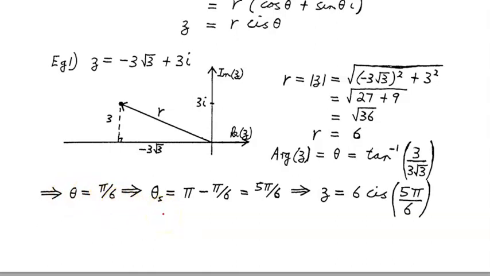But we're in the second quadrant, so we therefore need, remember in the first quadrant, theta, and in the second quadrant, pi minus theta. So in that quadrant, we need pi minus pi on 6, which is 5 pi on 6. So this particular complex number, minus 3 root 3 plus 3i, is represented as z equals 6 cis 5 pi on 6.